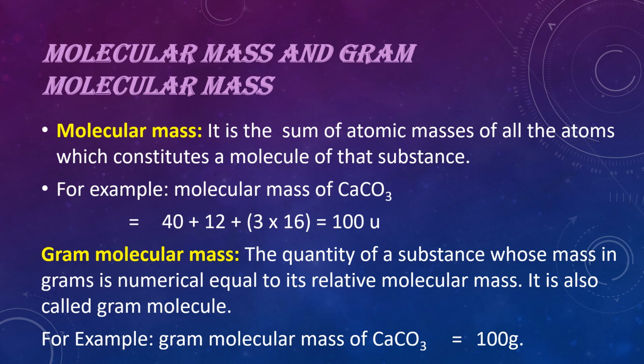Now the next is gram molecular mass. The quantity of a substance whose mass in grams is numerically equal to the relative molecular mass is called a gram molecule. For example, the gram molecular mass of CaCO3 is equal to 100 gram. That means it is the mass of 1 mole of calcium carbonate. Remember one thing: 100 U means the mass of one molecule of calcium carbonate, and 100 gram is the mass of 1 gram molecule of calcium carbonate, that is 1 mole of calcium carbonate.